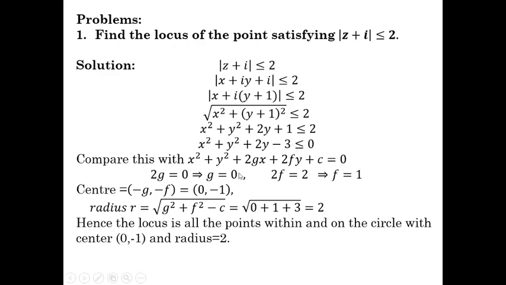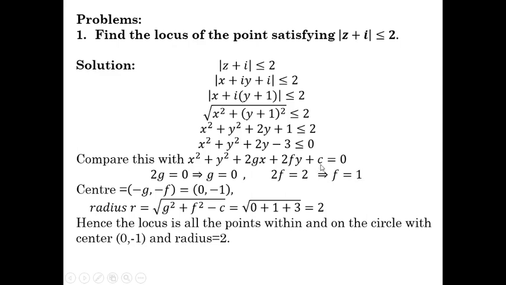Standard equation of the circle is x square plus y square plus 2gx plus 2fy plus c is equal to 0. Now, comparing the 2gx term, here 2gx is 0. Therefore, 2g is equal to 0, g is equal to 0. Again, the y coefficient is 2f, here the y coefficient is 2. Hence, 2f is equal to 2, that is f is equal to 1.